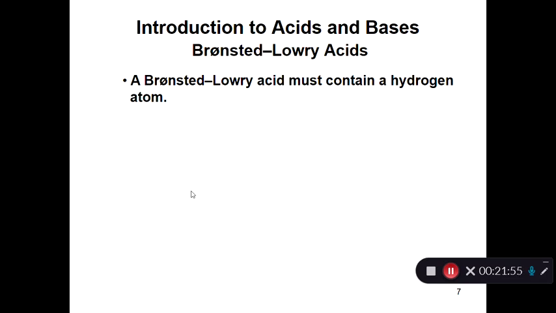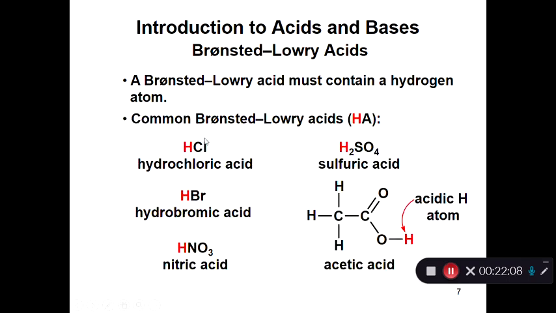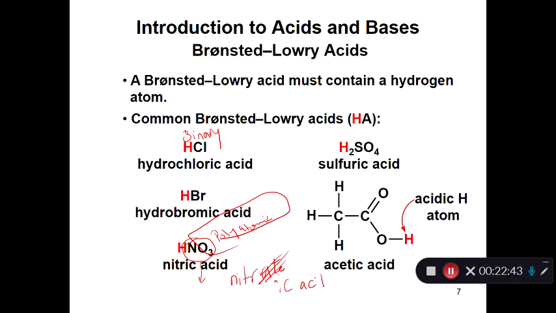Let me have a quick review. Bronsted-Lowry acid must contain a hydrogen atom because it's going to donate hydrogen. If it doesn't have hydrogen, it cannot donate. We don't call it acid. So if we have acids, we have some specific name for them. Hydrochloric acid, hydrobromic acid, nitric acid. Please remember the nomenclature rule from chapter 5. If we have binary acids and if we have polyatomic acids, you need to know the name of NO3, nitrate, and change that one to ic acid. So we call it nitric acid.